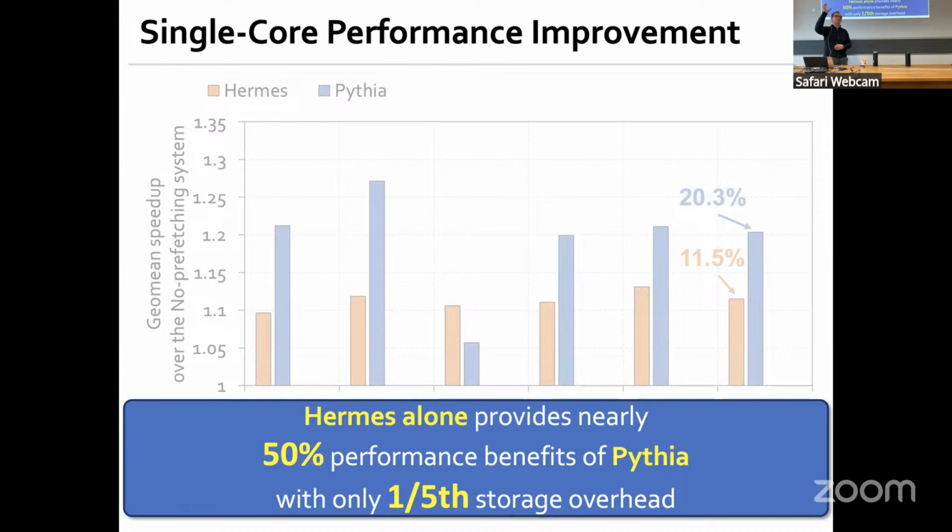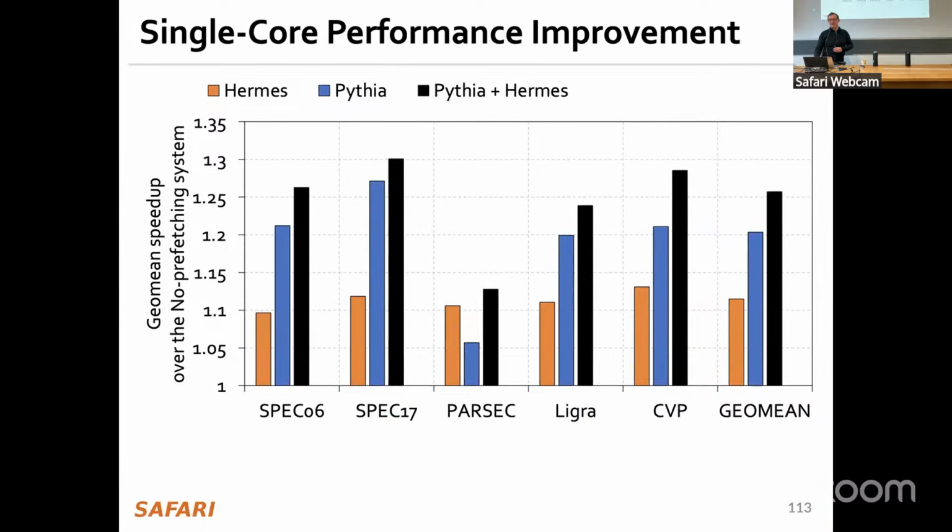Here it's a simple perceptron, right? Perceptron is a much simpler model compared to, it's not even a multi-layer perceptron, right? It's a single layer perceptron, so it's very simple. So compared to the storage overhead, you get a lot more performance. And the benefits are somewhat additive. So you improve Pythia and Hermes, you get better performance improvements.